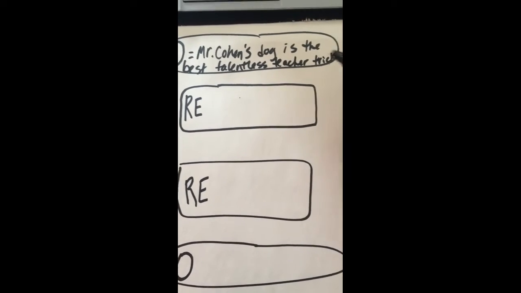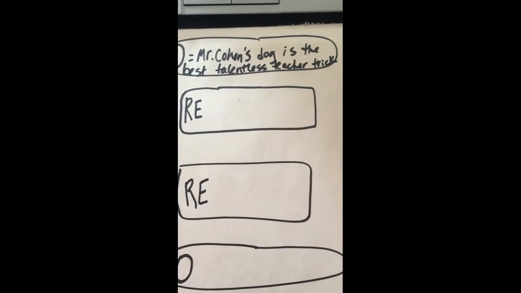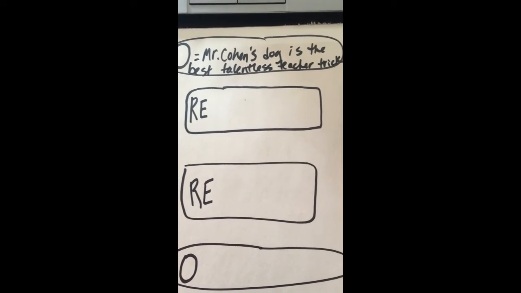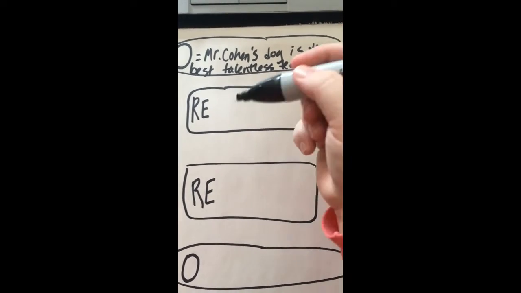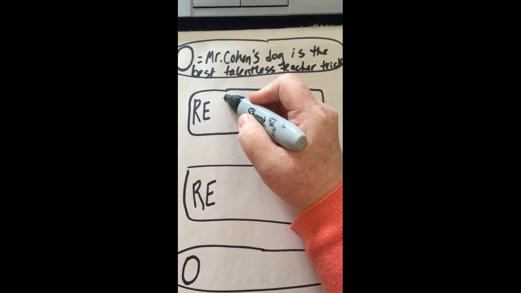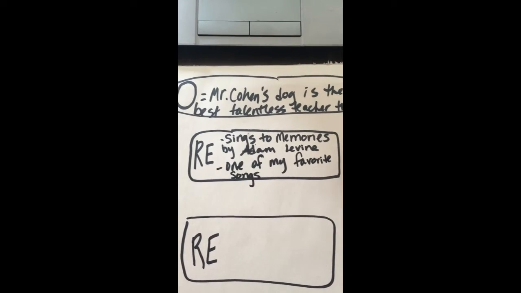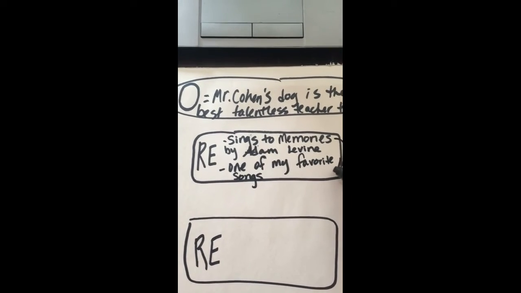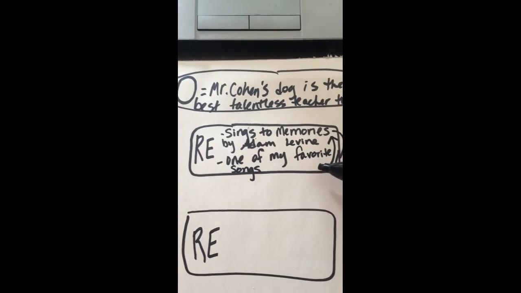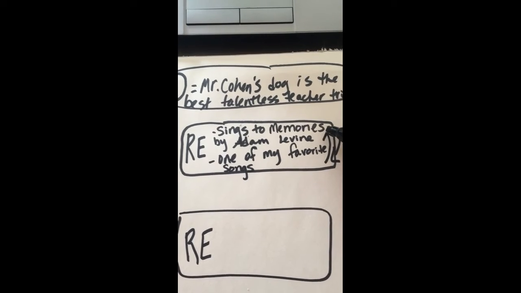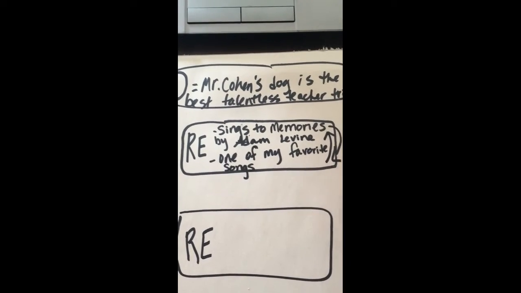Okay, so now I am ready for my first reason and example. And my first reason is because I love the song that his dog sings to. It was called Memories, and it's okay. So what I wrote is, I actually did these in the opposite order. My reason is that he sings to one of my favorite songs, and the example is he sings to the song Memories by Adam Levine.